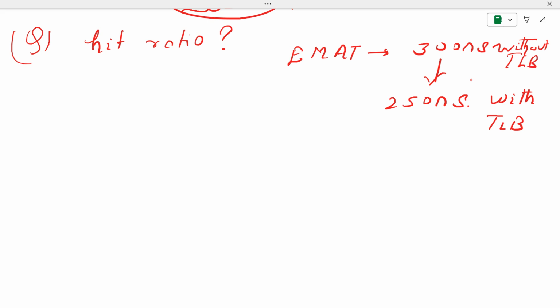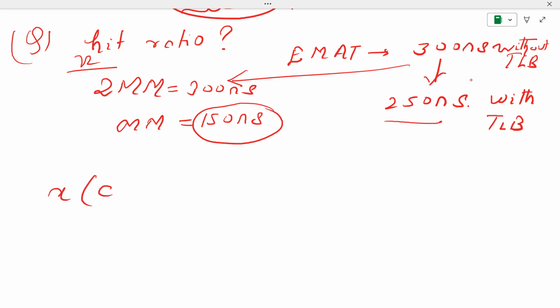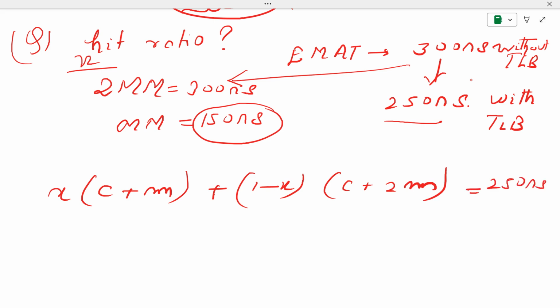Now to solve this question, this is without TLB, so 2 times the access time is 300 nanoseconds. From here we can calculate that the main memory access time is 150 nanoseconds. With TLB it is 250 nanoseconds. Let's say that the hit ratio is x. So x multiplied by (c plus m) plus (1 minus x) multiplied by (c plus 2m) is equal to 250 nanoseconds. Now we have m, that is 150, and we have 2m, that is 300.